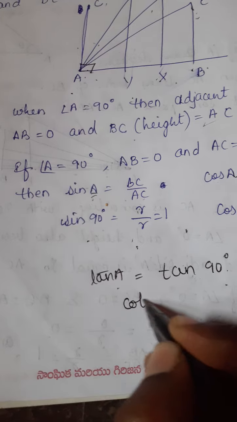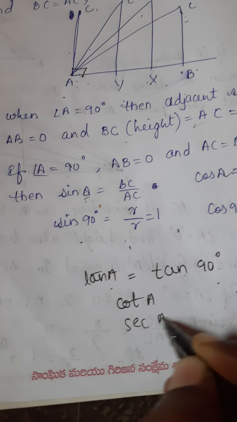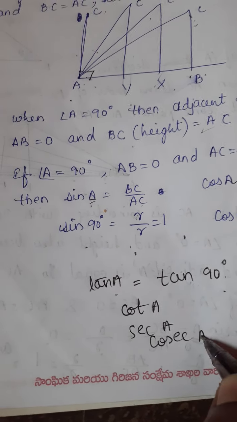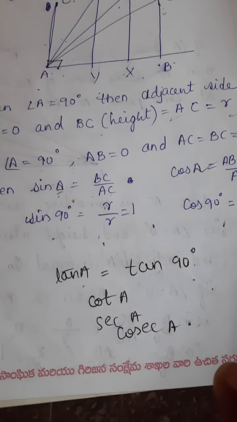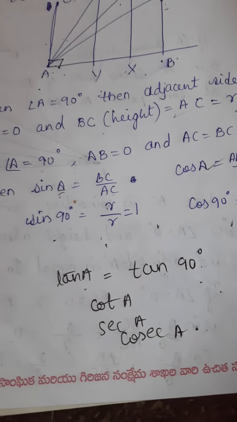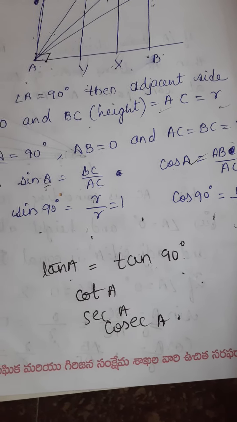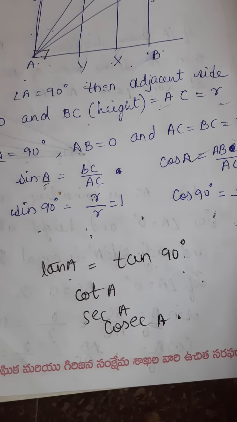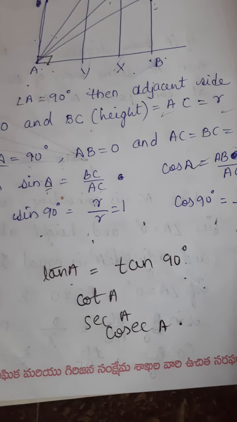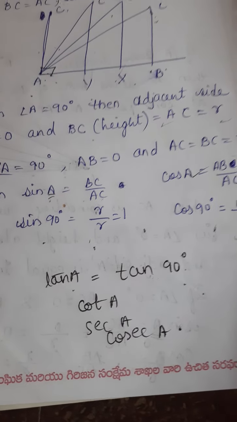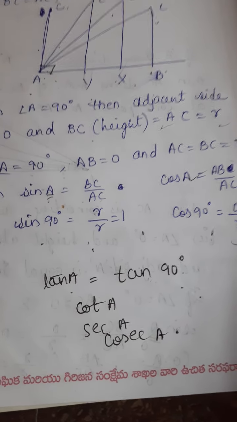Here A will be 90. Also find cot A, secant A, cosecant A. Along with this, try these exercises. Tomorrow I will discuss the trigonometric table, which is the most important concept for trigonometry. Okay children, good luck. Bye.